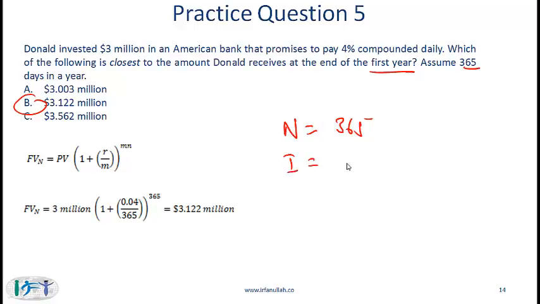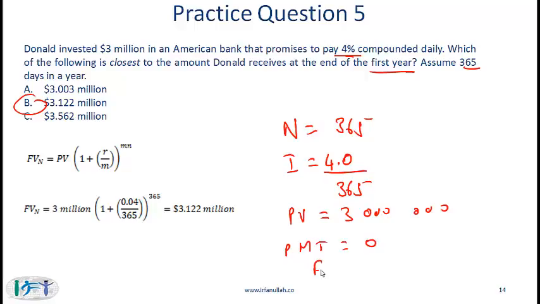The interest rate that you will have to plug in is equal to 4%, which is the stated annual rate. We put this in as 4% divided by 365. That's your return per day. And then the present value is equal to 3 million. The payments are equal to 0. And the future value is what you have to compute. Here is what you should get.